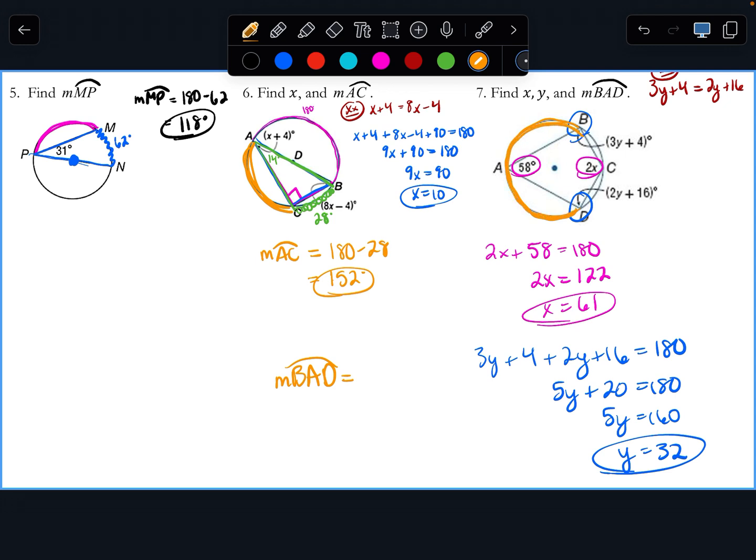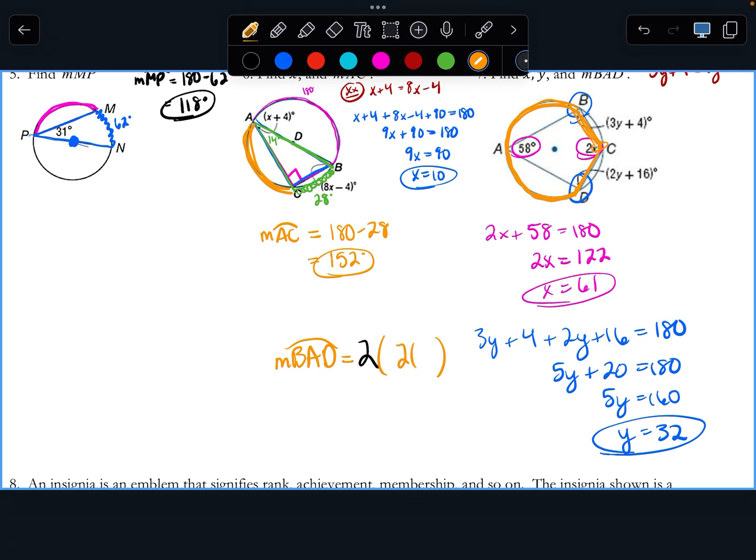Well, I got an angle with it. It's real fat, but it's there. You see that? And I got 2x. 2x is the fat angle. So to find the arc, it's an inscribed angle, so guess what? I'm doubling whatever that angle is going to be. So 2 times x, so 2 times 61. What is that? 122. So 244. Is that right? 245. Yep. So there you go.